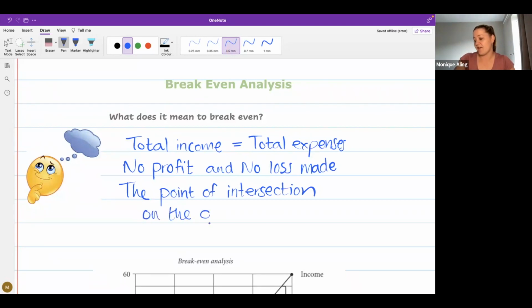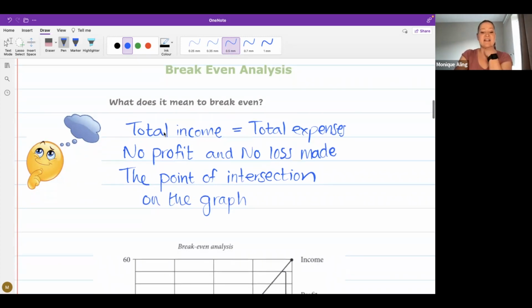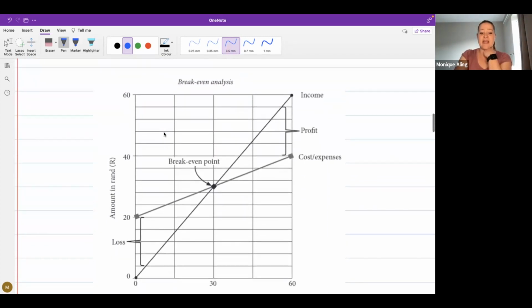On the graph, and the graph will obviously be your income and expenses graph, or income and expenditure graph. Okay, good answers. I see that some of you did get it. Let's look at an example of a graph.